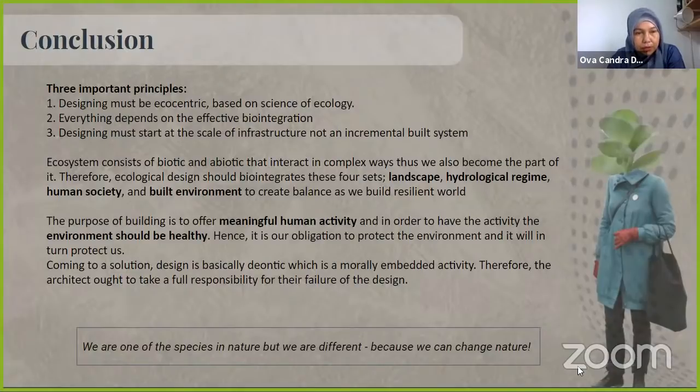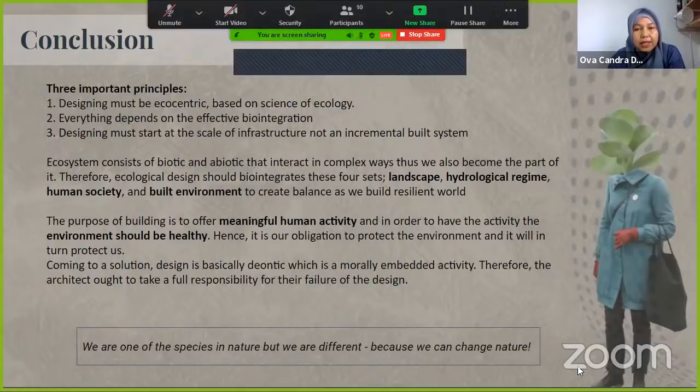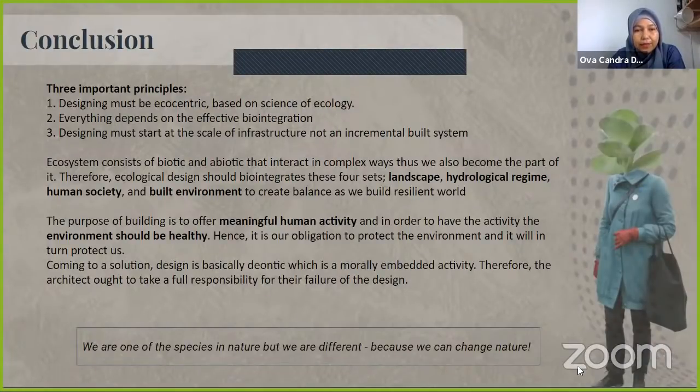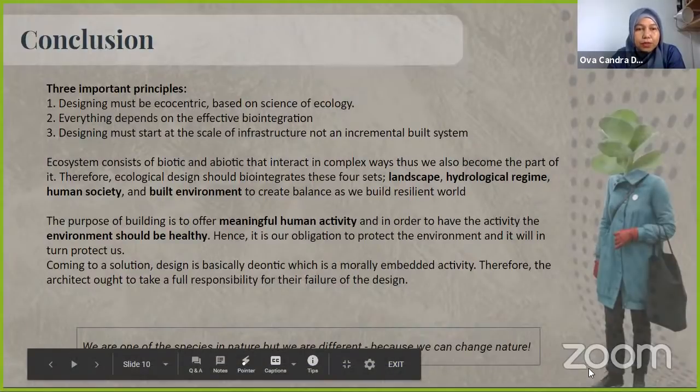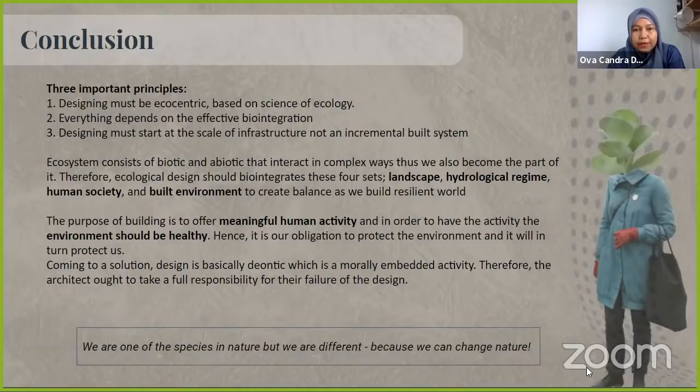So the purpose of the building is to offer meaningful human activity, and in order to have the activity, the environment should be healthy. Hence, it is our obligation to protect the environment and it will, in turn, protect us. So we are one of the species in nature, but we are different because we can change the nature.